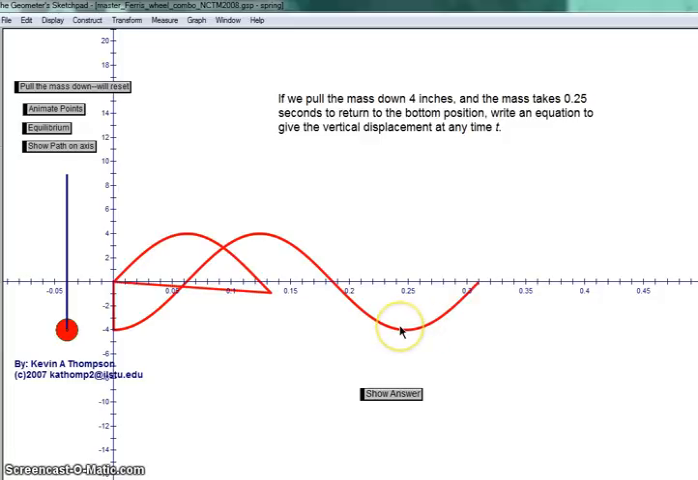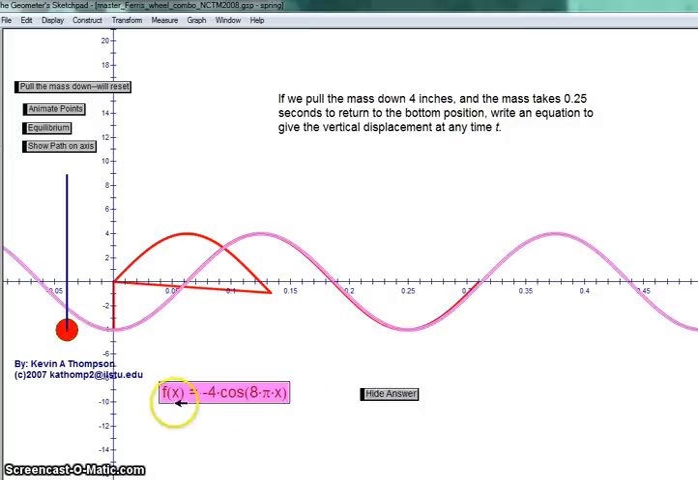So you can solve for your b value of your equation in order to find that. And it starts at a -4, and so it's a negative cosine function. So this is the equation for the graph. Okay, and that is an example of harmonic motion having to do with a spring being pulled down.